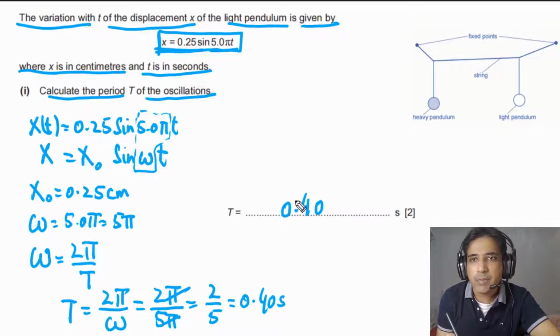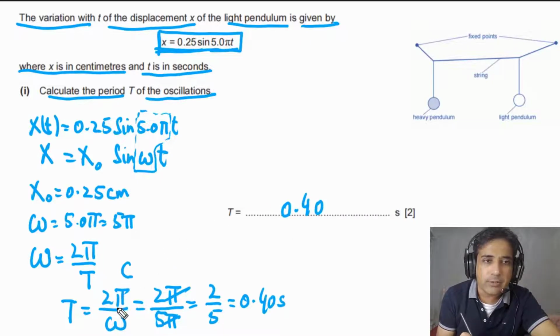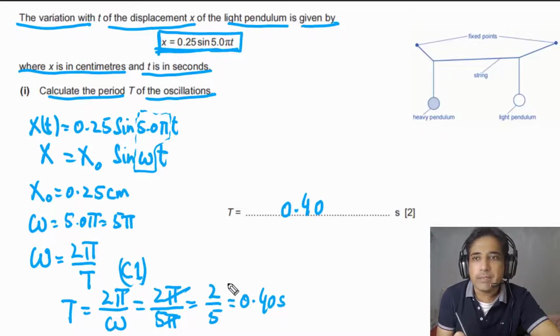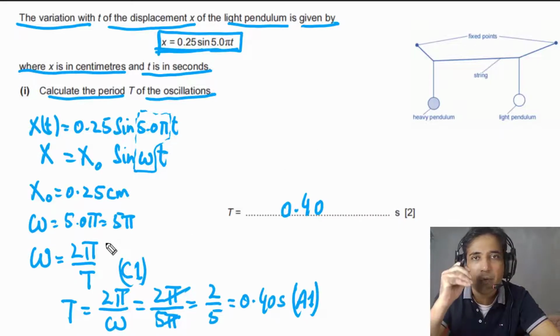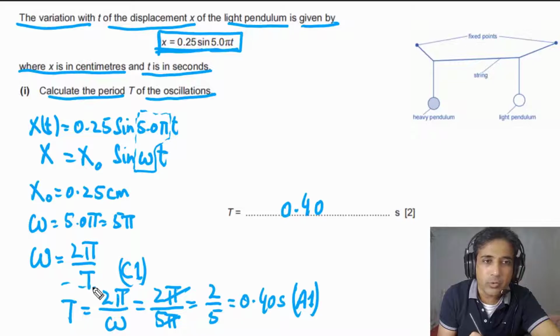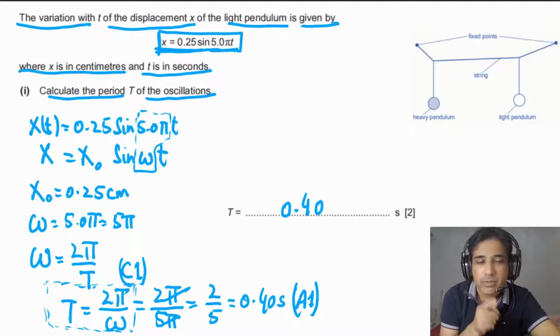This question has 2 marks. The first mark you will get if you have written T is equal to 2 pi over omega, and that is the C mark. And the second mark is the answer mark, if you have got the right answer. This is how marks will be awarded for this question. So it's very important to always write down the equation before you plug in values. If your calculation is wrong, you will still get 1 mark just for writing the equation. So you have to be very systematic when you answer these problems.